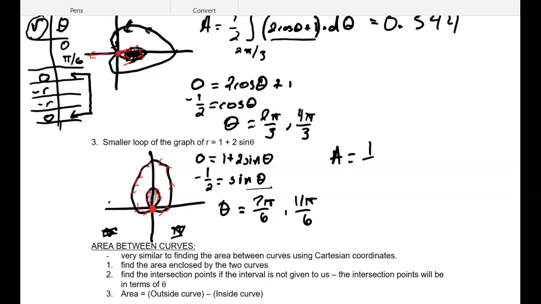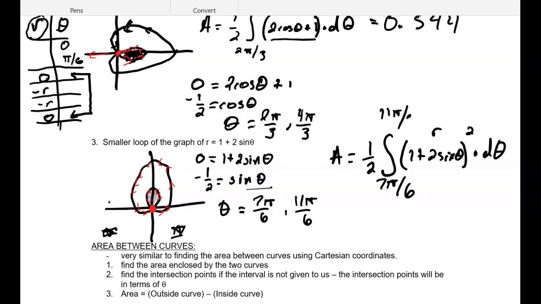Area then we know is 1/2 of r squared, multiplied by r d theta. R is 1 plus 2 sine of theta. We now know 7 pi over 6 would have gotten us into the loop, 11 pi over 6 gets us out of the loop. All the angles in between would have been the negative values of r that give us the loop.